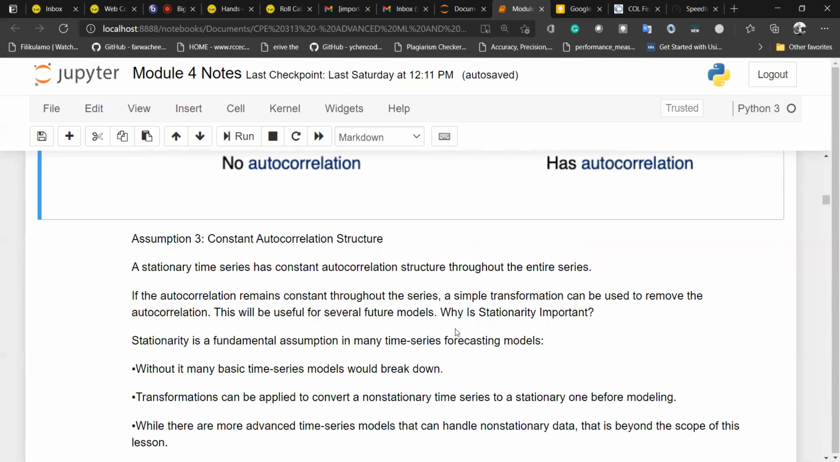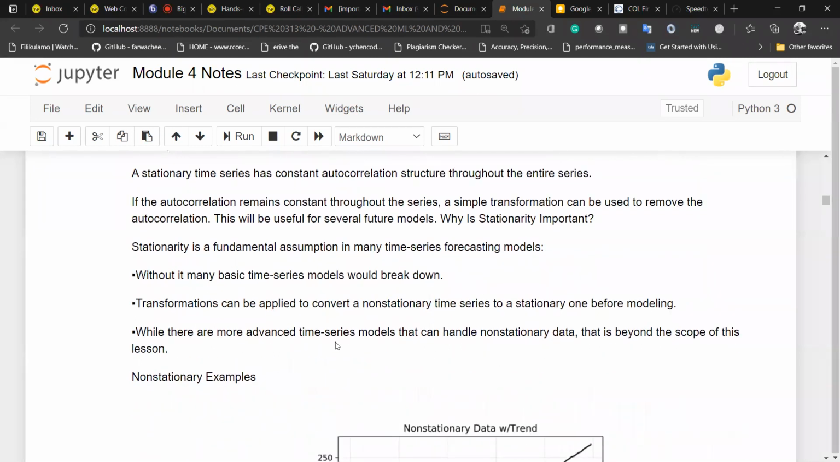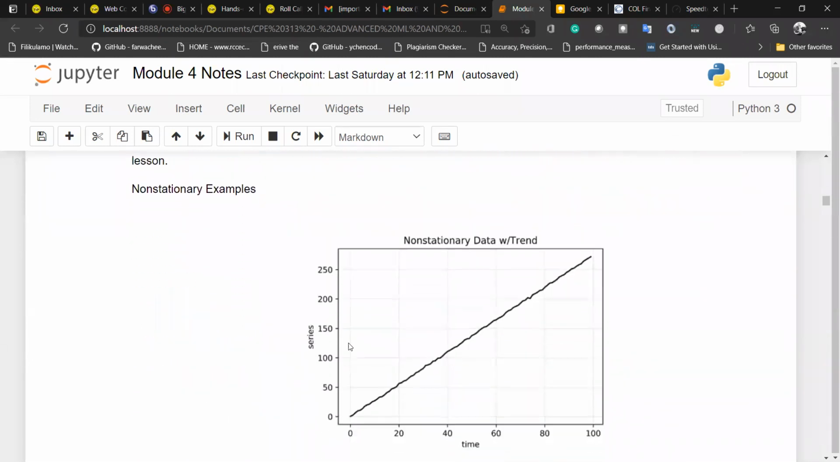Now, bakit importante ang stationarity? This is fundamental in many time series forecasting models. And without it, many basic time series models would break down. So transformation can be applied to convert a non-stationary time series to a stationary one before modeling. While there are more advanced time series models that can handle non-stationary data, that is beyond the scope of this lesson. So this is an example of non-stationary data with trend.